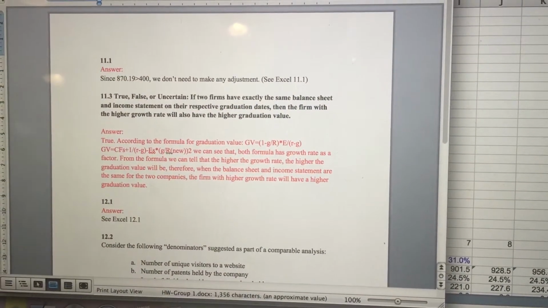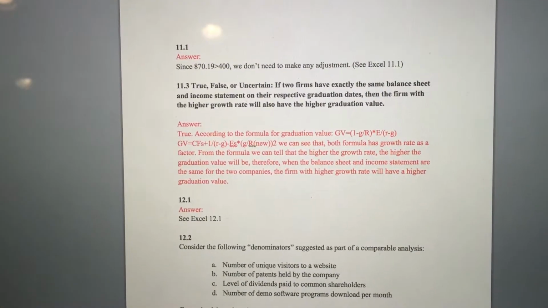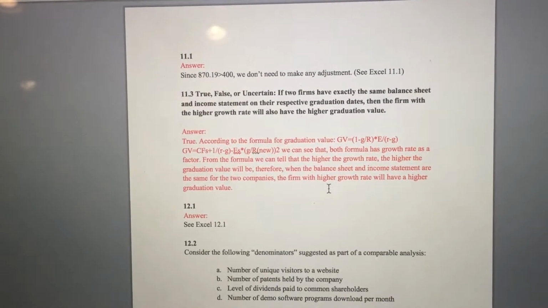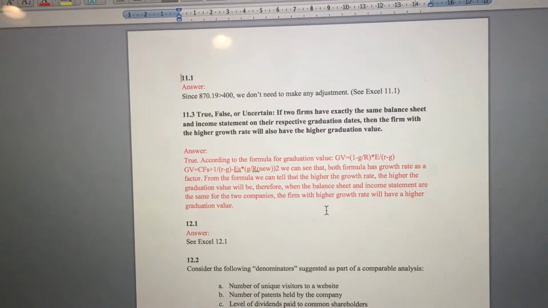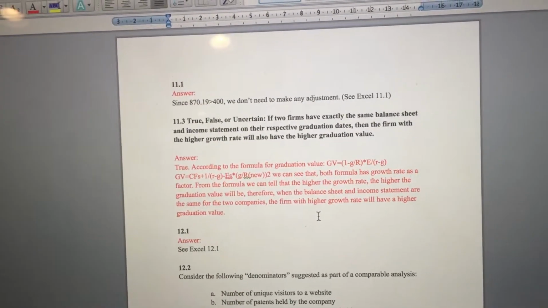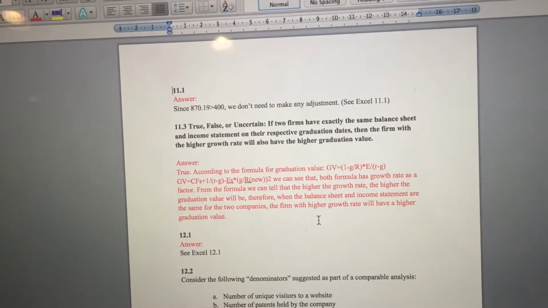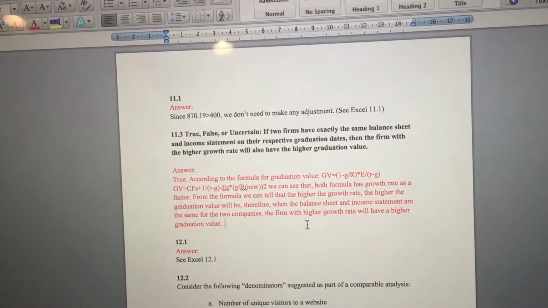For the second question, we think it is true because according to the formula for the graduation value, we can see that both formulas have growth rate as a factor. However, from the formulas, we can tell that the higher the growth rate, the higher the graduation value would be. Therefore, when the balance sheet and income statement are the same for the two companies, the firm with the higher growth rate will have a higher graduation value.